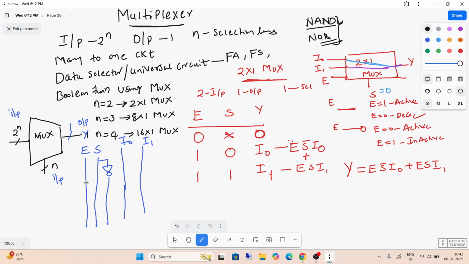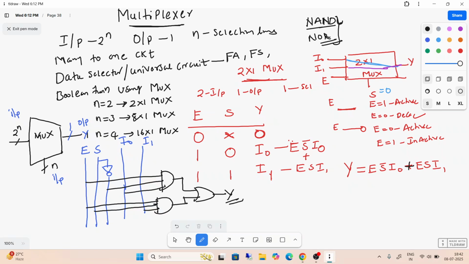Now based on this you draw the circuit. First E, next S bar I0 connected with which gate? AND gate. And next E S I1 is connected with the AND gate. And these two are connected with the OR gate. Here plus is there, so plus means OR gate.